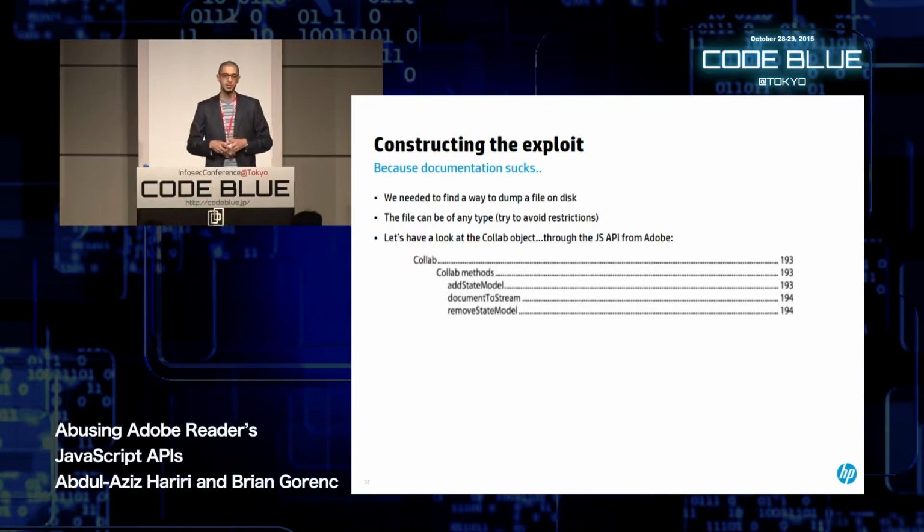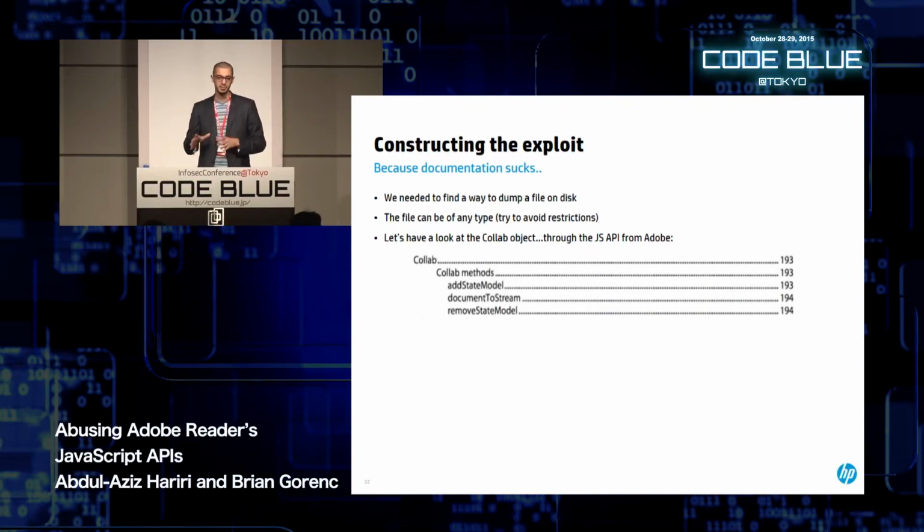So I went through the whole API documentation and searched for all the APIs that allow me to dump files on disk. I tried all of them, and I failed, because these APIs are designed in a way that wouldn't allow you to dump files of certain types in certain directories. So they're really hardened.